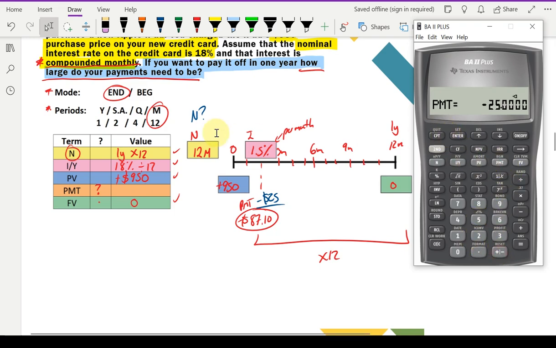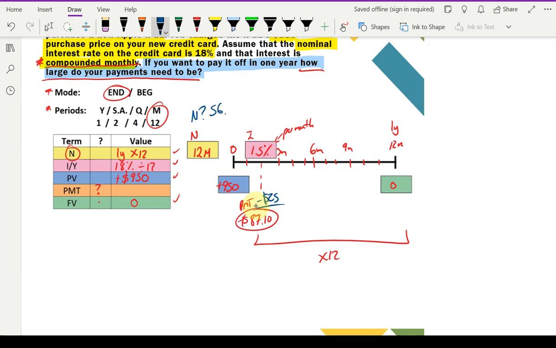And now I want to know how many months. Remember, key, how many months will it take for me to pay this off? So compute N. So it'll take 56.6856. I'm going to do 69 months. That's how long it'll take to pay off if I decide only to pay $25 a month.